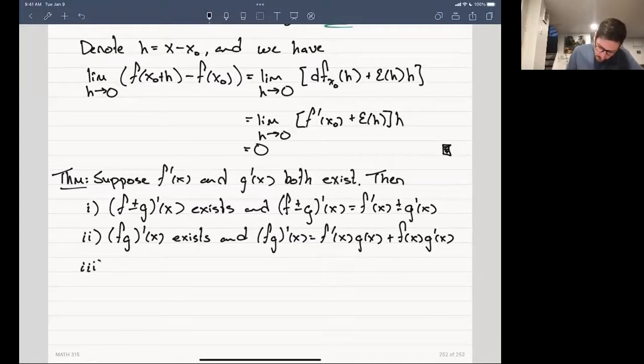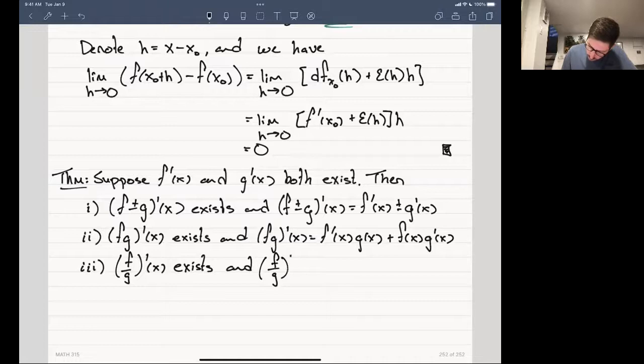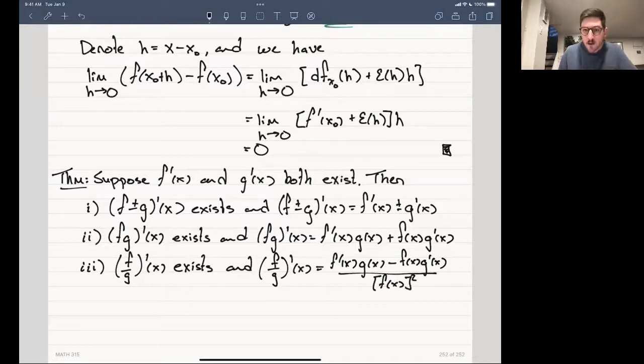And let's close it off with the quotient rule. If I take the quotient of f and g, this thing exists, and its derivative, well, you might remember this one. This is f prime of x, g of x, minus f of x, g prime of x, all over g of x all squared. Usually this is the one most people have trouble remembering.